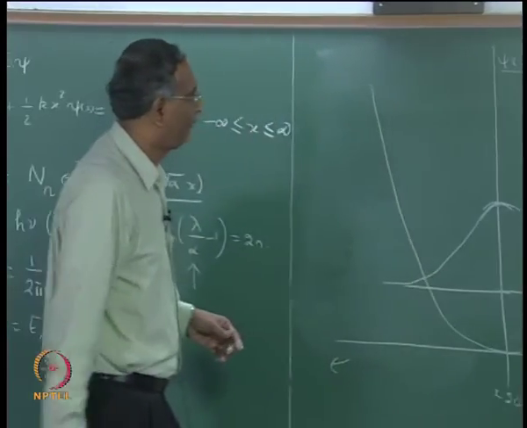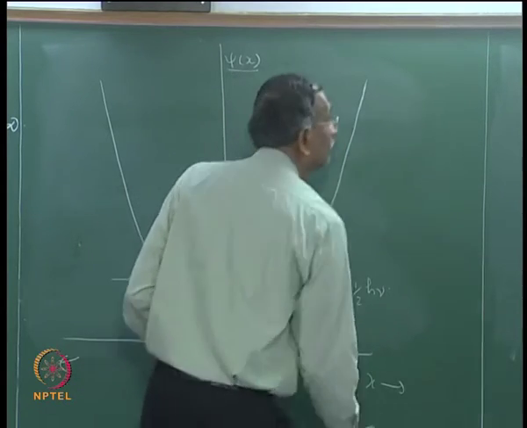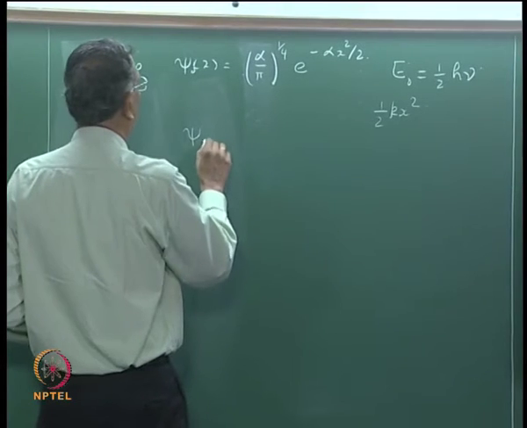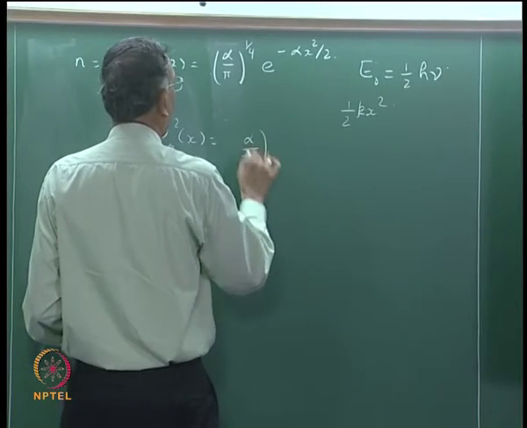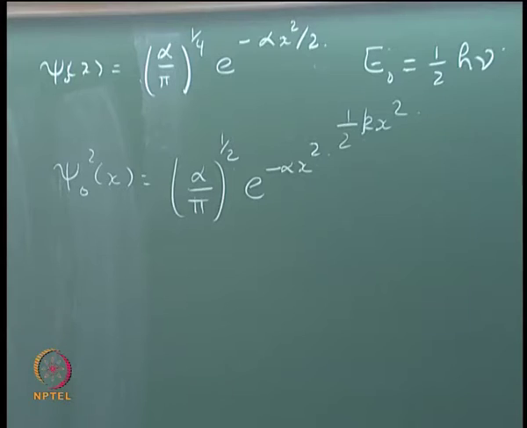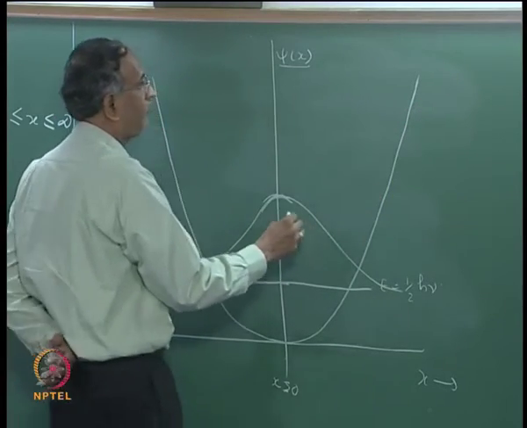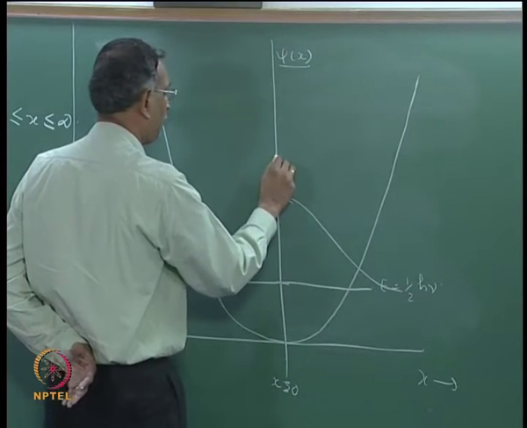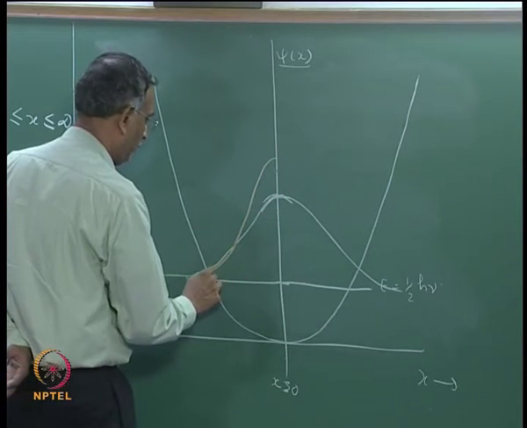If we plot psi squared of x in the same graph, psi naught squared of x is alpha by pi to the 1 by 2, e to the minus alpha x square. So it is a slightly narrower Gaussian because the coefficient in the exponent is larger, but the prefactor is alpha by pi to the 1 half. If you do that, the graph looks more like that.